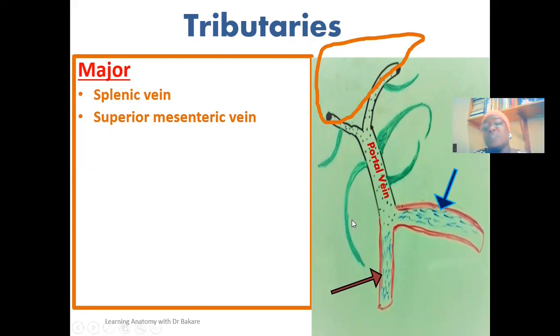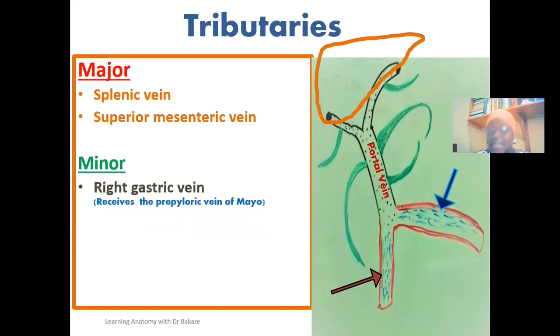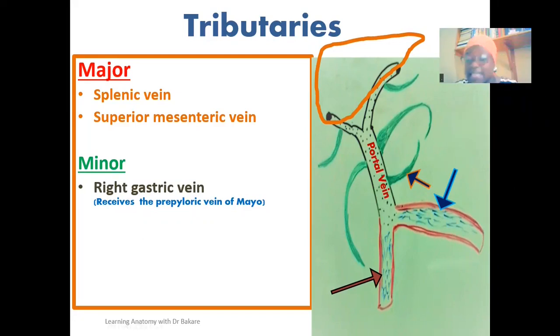So after the formation of the portal vein by the union of these two vessels, we also have a number of veins that drain into the portal vein, and this includes the right gastric vein. This is the right gastric vein. The right gastric vein runs towards the right side of the lesser curvature of the stomach, and it also receives another vein, the prepyloric vein of Mayer, here highlighted. This vein drains into the right gastric vein, while the right gastric vein will then drain into the portal vein.